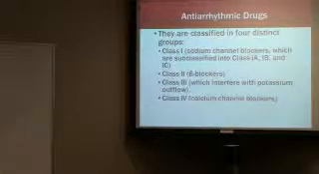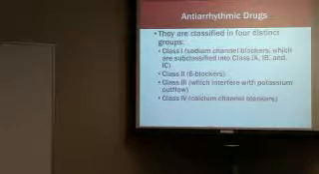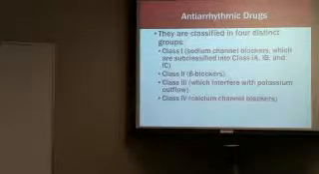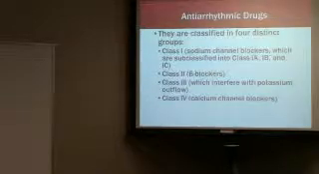Okay, so the first one is going to be our sodium channel blockers. Next, our class 2 is going to be our beta blockers, good old beta blockers. And then class 3, this is going to affect the potassium. Last but not least, class 4 is going to be our calcium channel blockers. So again, these are the 4 main classes of antiarrhythmic medications.